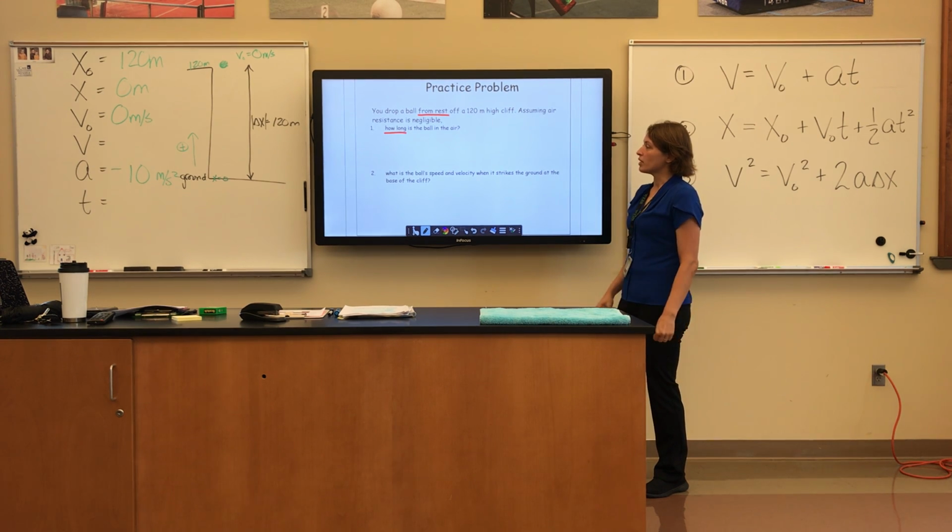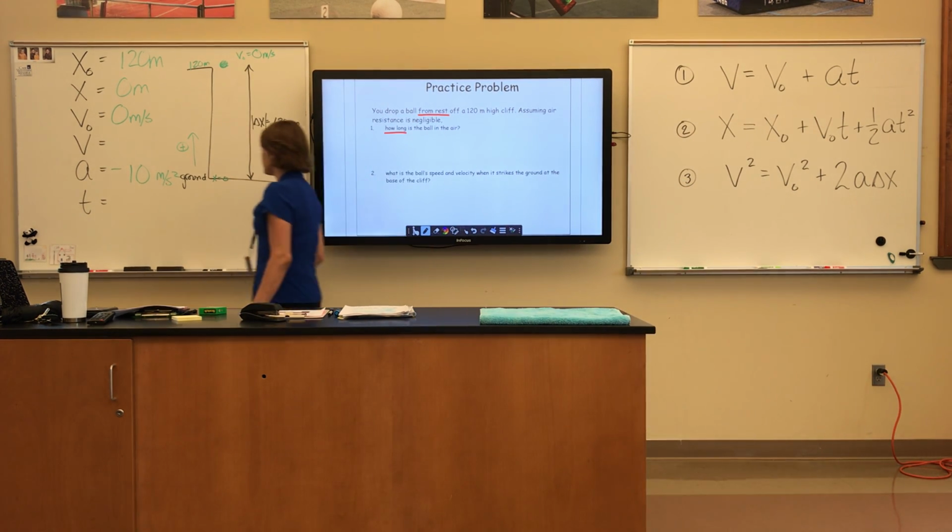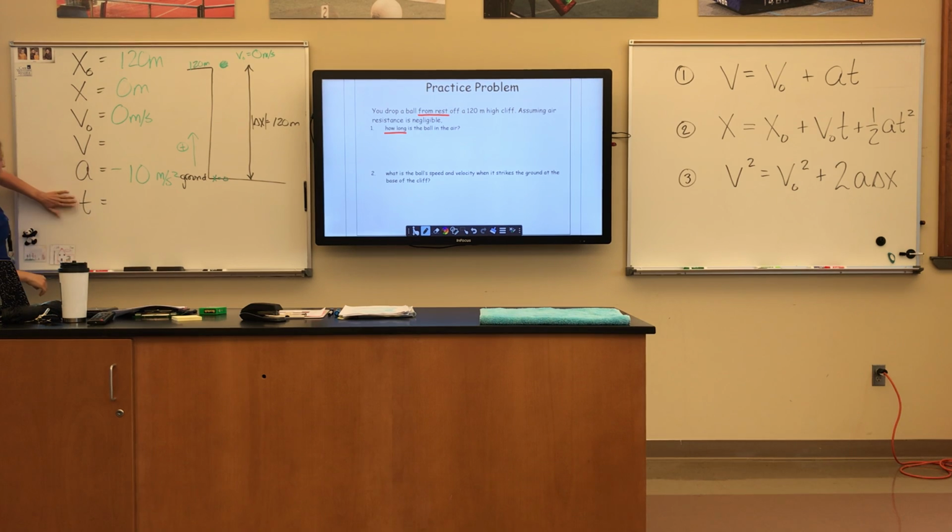All right, how long is the ball in the air? I have 4 of my 6 kinematics quantities. I'm trying to find this one. Which kinematics equation could I choose? 2. I would go with 2, because 2 allows me to solve for time and requires no information about final velocity. So if I don't know final velocity and I want this quantity, I'm going to go with 2.